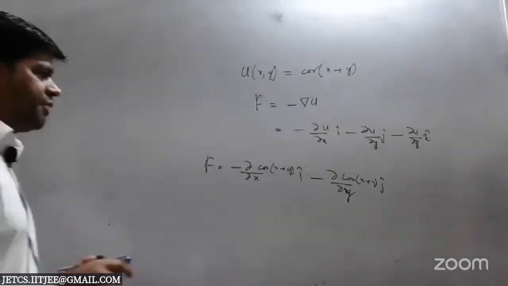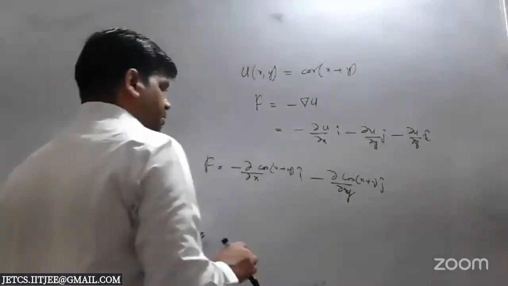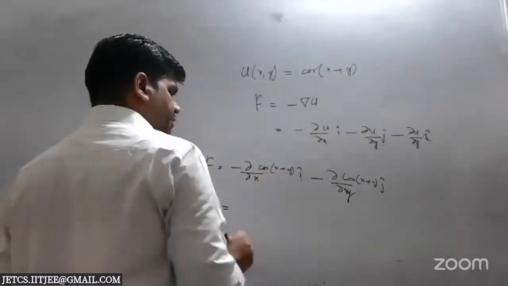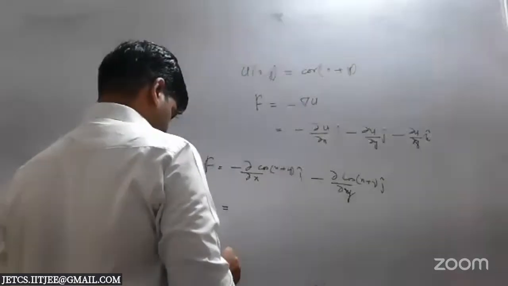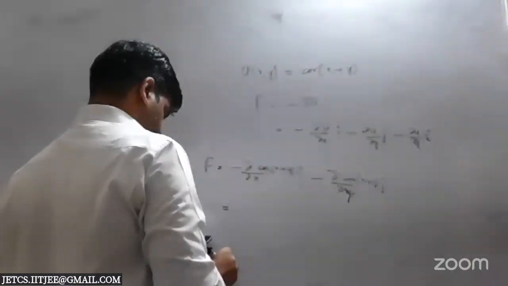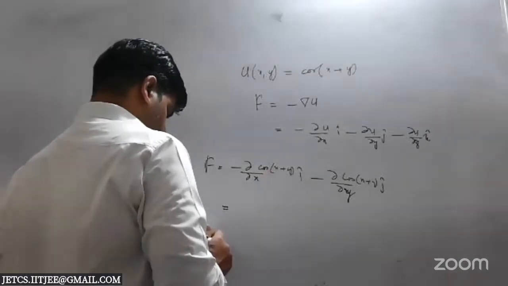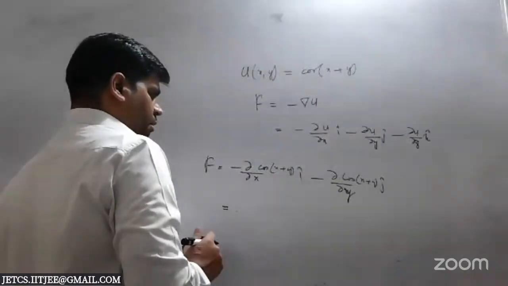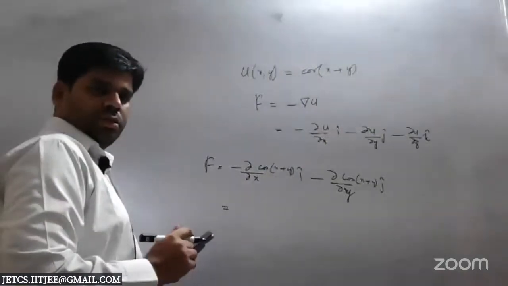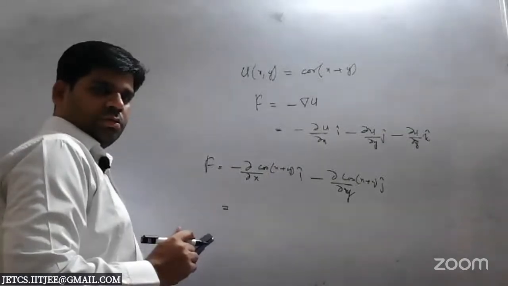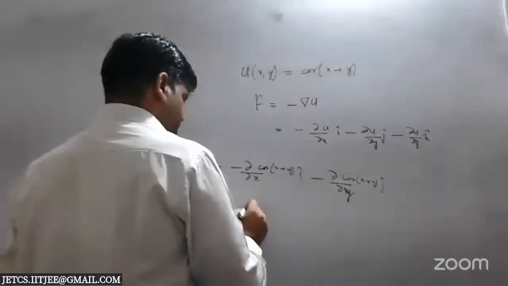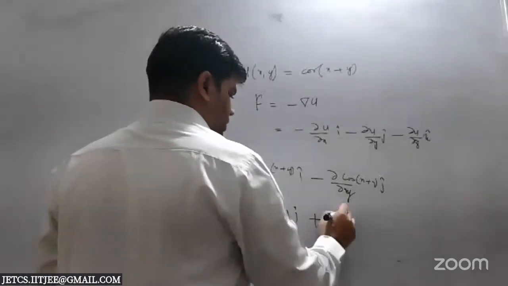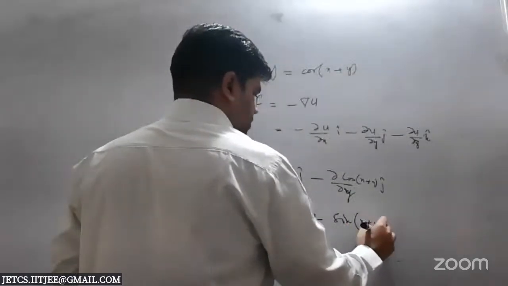Okay, solve it further. Differentiate cos of x plus y with respect to x, partially with respect to x. So y is remaining as constant. So I'll have derivative of cos is, what's derivative of cos? Minus sign. Okay, so that becomes sine of x plus y i cap plus sine of x plus y j cap.